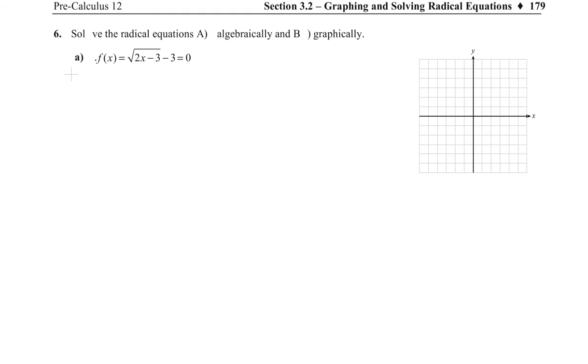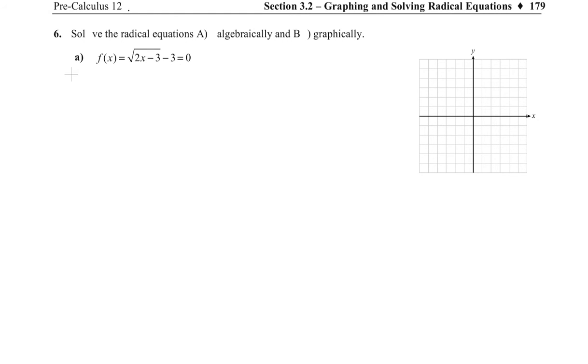Right now we are doing chapter 3. This is section 3.2, graphing and solving radical equations, and this is page 128 in your textbooks. Ignore that it says page 179 over here. So we're doing 6a, and this says solve the radical equations a) algebraically and b) graphically. We are given f of x is equal to root 2x minus 3, and then outside of the root, minus 3 is equal to 0.